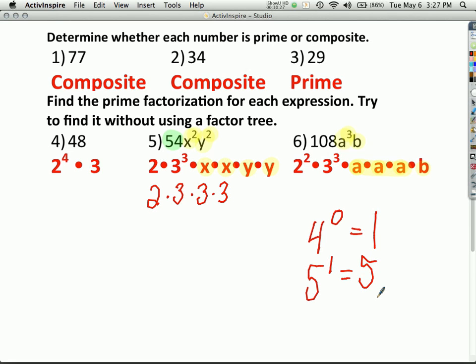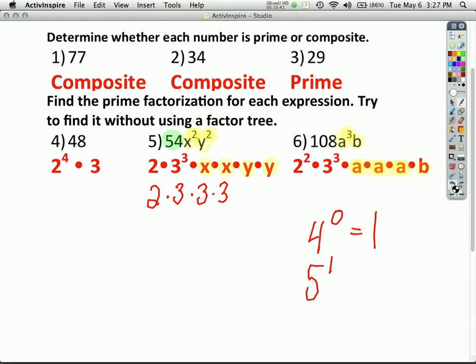Think of what Fancy said. The exponent tells you how many numbers to write down. If there's a 1 there, that means write it down 1 time. Okay? Does that make sense? Good. Any other comments, questions?